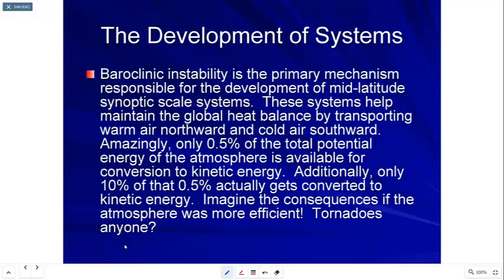Baroclinic instability is the primary mechanism responsible for the development of mid-latitude synoptic scale systems. These systems help maintain the global heat balance by transporting warm air northward and cold air southward. Only 0.5% of the total potential energy of the atmosphere is available for conversion to kinetic energy. Only 10% of that 0.5% actually gets converted to kinetic energy. So imagine the consequences if we were able to convert more of the potential energy to kinetic energy.